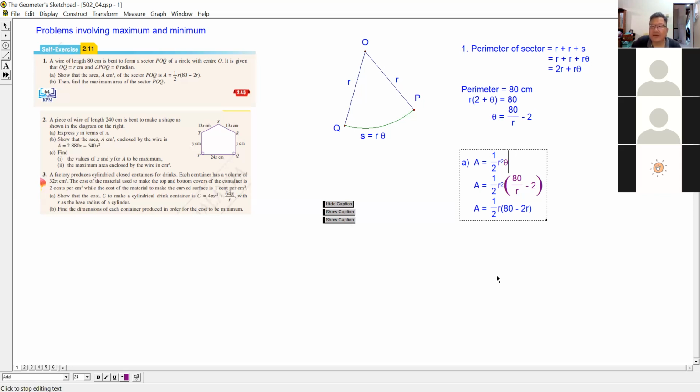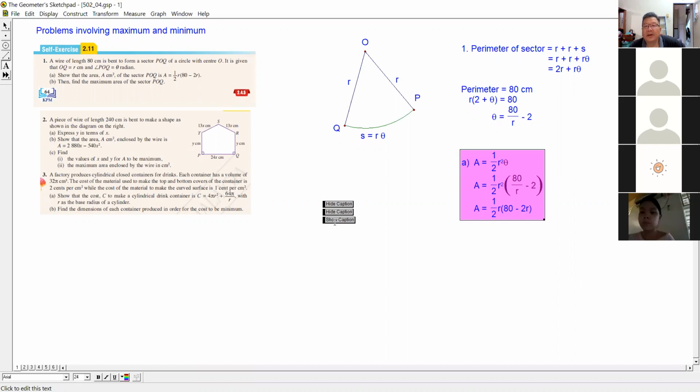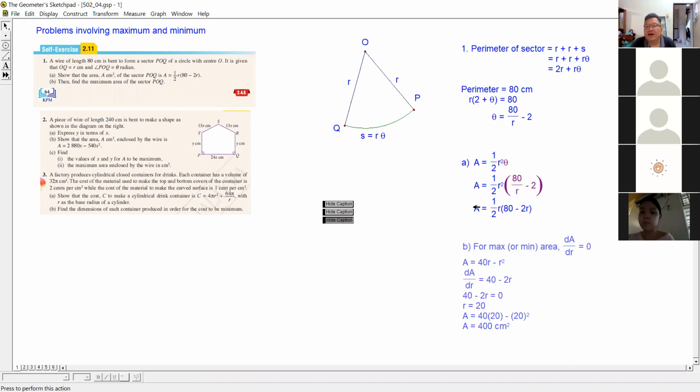So far, any question? Okay, so you say okay, then we proceed. Okay, so we have proven the formula A equals to this thing.